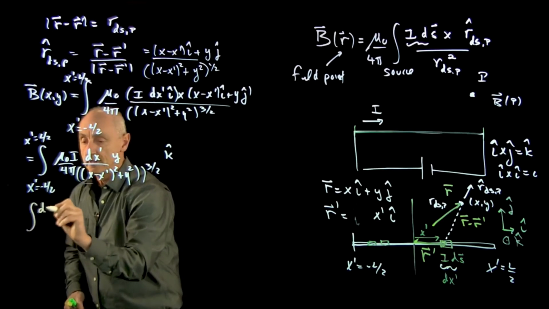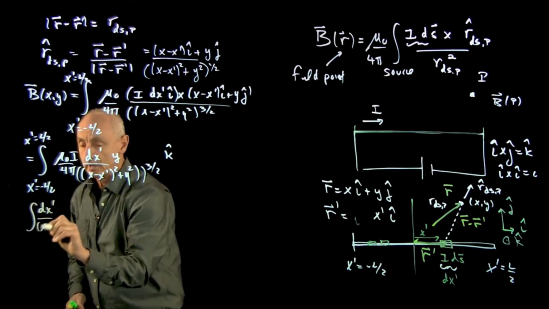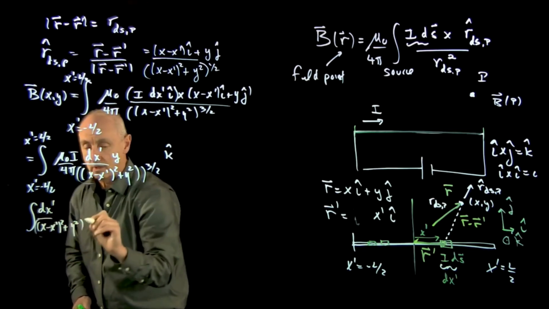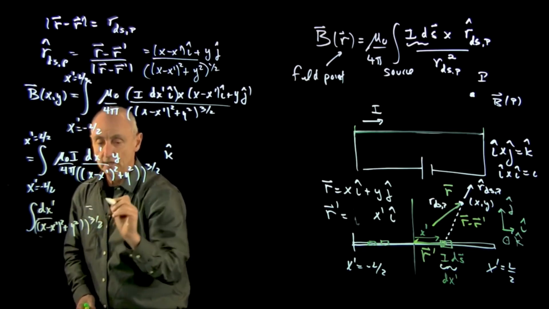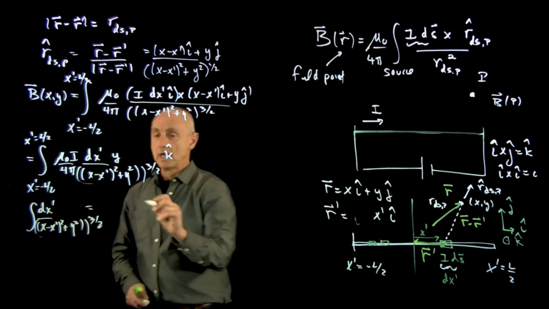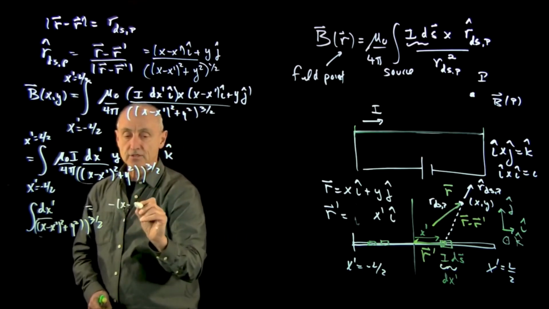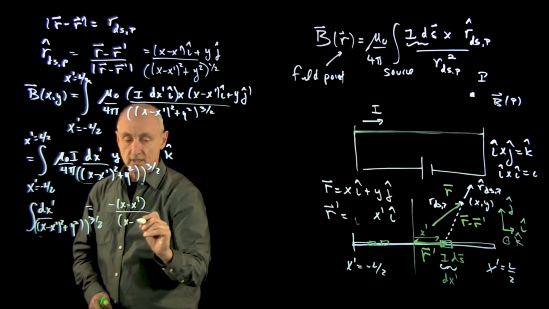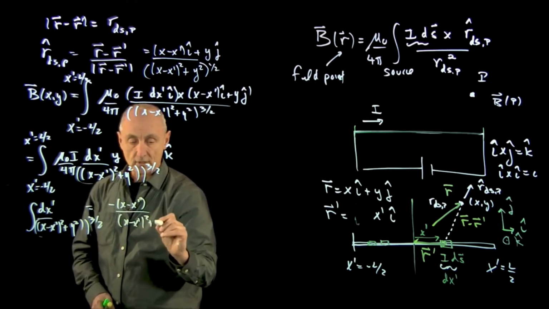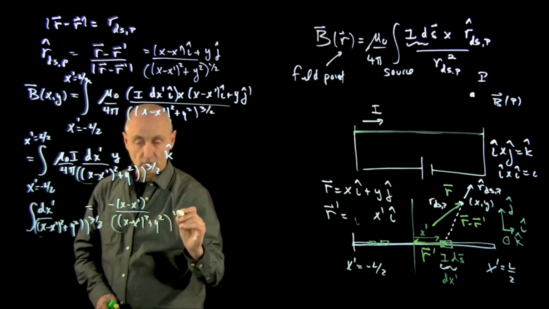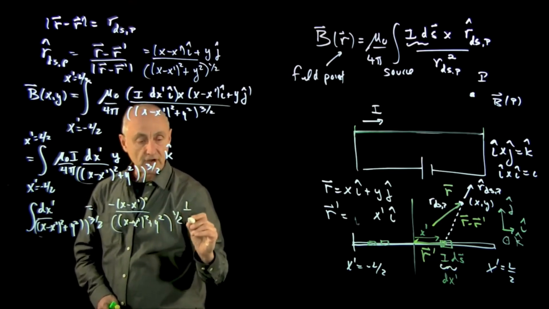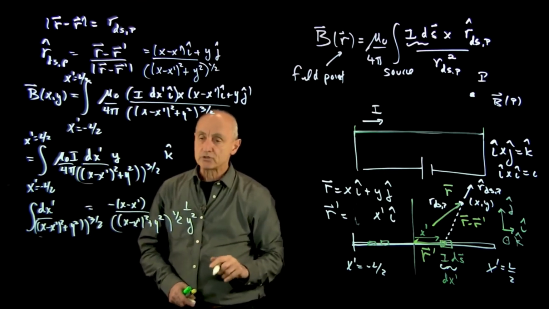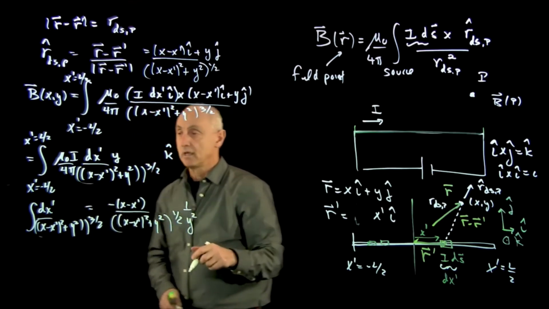Now, this integral is equal to, so we need an integration formula, and our integration formula I'll put over here: dx prime over x minus x prime squared plus y squared to the 3/2. This is equal to minus x prime over x minus x prime squared plus y squared to the 1/2, and I have to divide by y squared. You can try this yourself by differentiating this quantity.